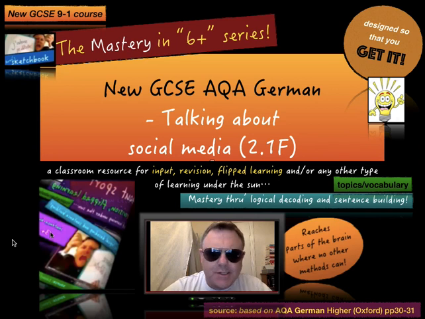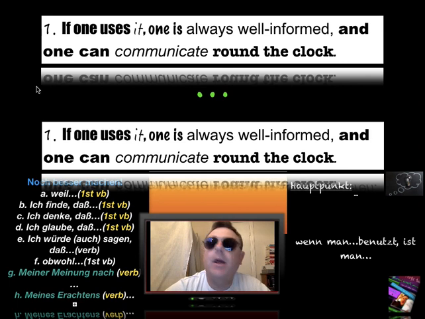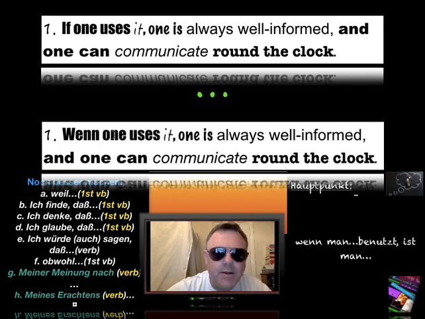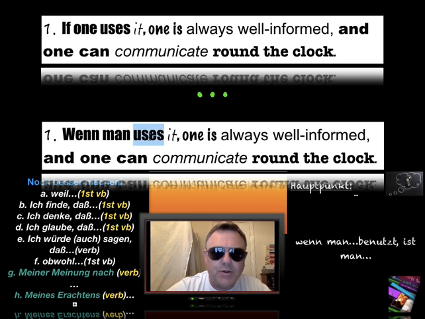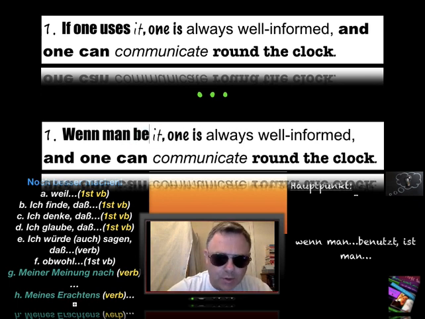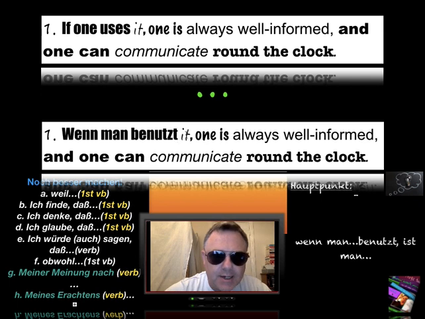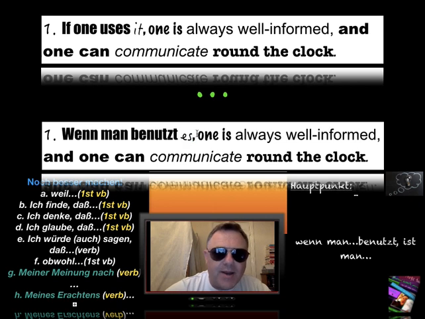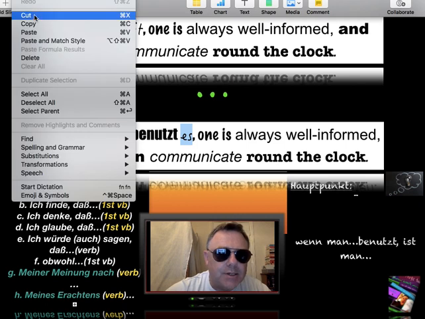Okay, ladies and gents, this is talking about social media. That's 2.1f. So here we go. The first sentence we've got down here is this one. So if one uses it, I'm going to use wenn. So wenn man. Now to use is benutzen, benutzt. The it needs to go here because the verb needs to go to the end of the clause, where we've got the comma. So that verb needs to swap over with the it. So wenn man es benutzt, essentially.